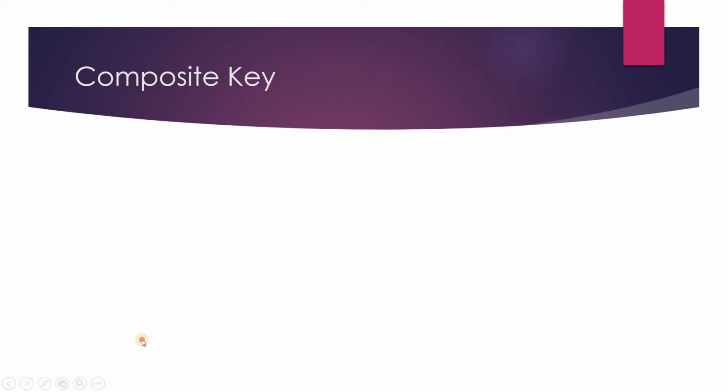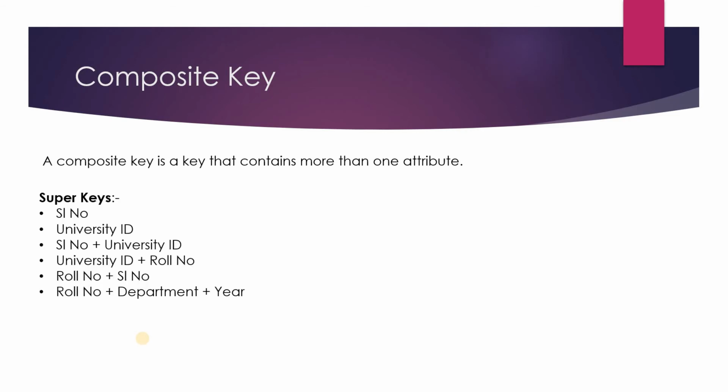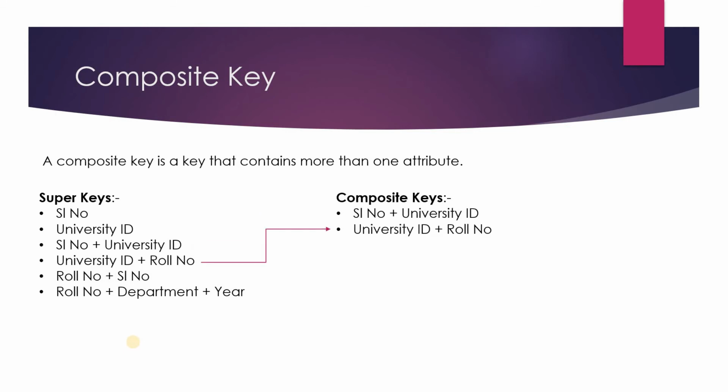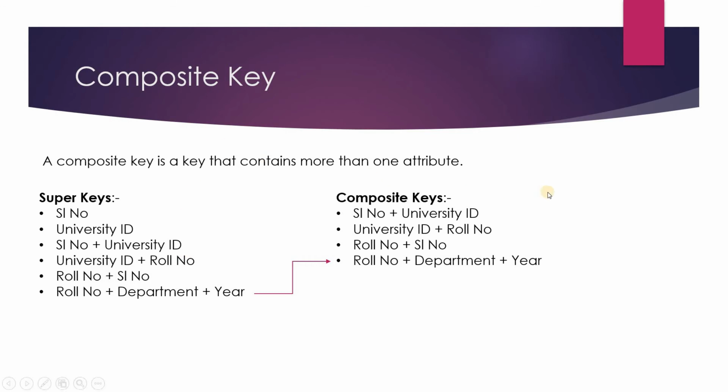So the composite key. A composite key is a key that contains more than one attribute, meaning it should be a combination of more than one attribute. So let's look at the super keys. Now the serial number plus university ID is a combination of two keys. Similarly, the university ID plus roll number is a combination of two keys. Similarly, the roll number and serial number, and the roll number, department and year. All of this contains more than one attribute, so these can be called our composite keys.